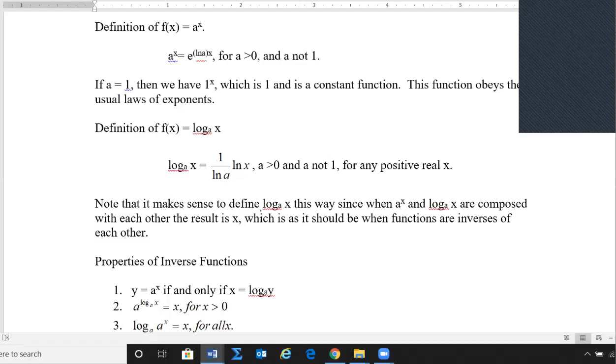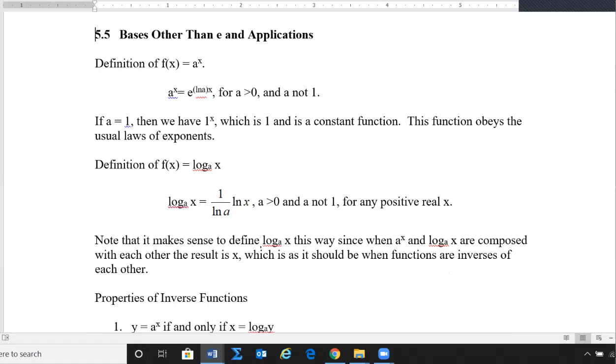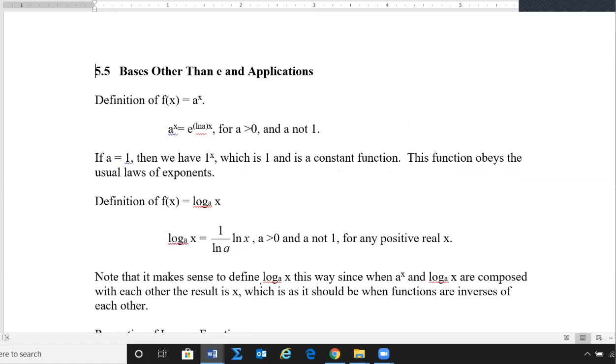Okay, now we're moving into the non-base e exponential forms. So we have a to the x, where a is not necessarily equal to e. If a is 1, then of course we just have 1 to the x, which is a constant function.